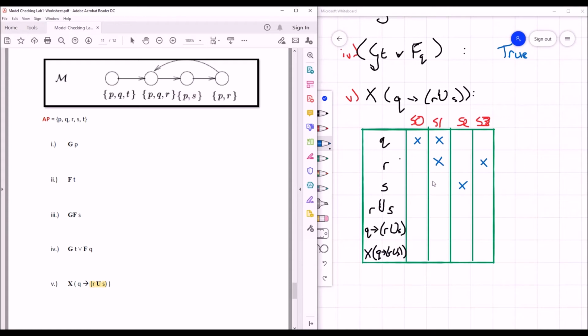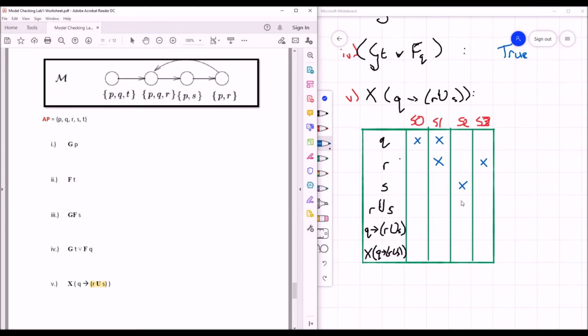Is "or" true strong until S? Remember, when you don't see U, it's a strong until, so yes. So "or" is always true until you meet S, and S is always found. So we're in state 1, where "or" is true, as you see here. Then we go to state 2. S is now true. So if S is true, then "or" must not be true, and yes, that is the case.